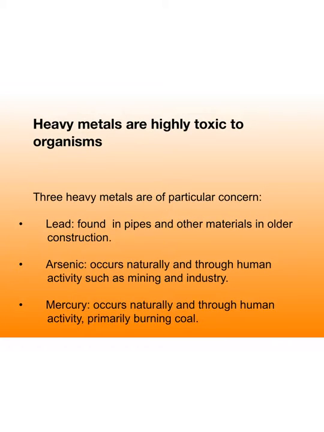All right. So these are the three heavy metals we care about. Lead, and this is particularly important right now in Flint, Michigan. You should watch the short video, Everything Happening to Flint, Michigan in 3 Minutes. You should watch that. Arsenic: there's natural arsenic and there's human activity from mining and industry. And mercury occurs naturally and through human activity. And the big one for that is burning coal, right?